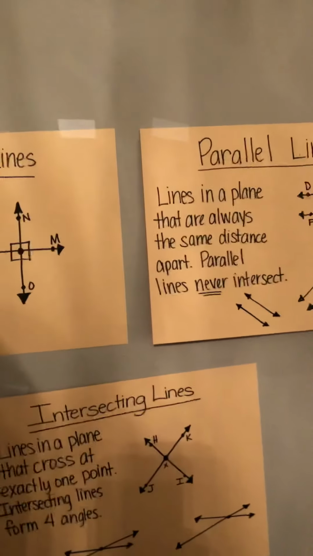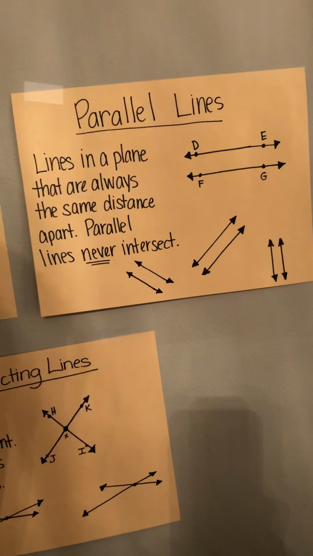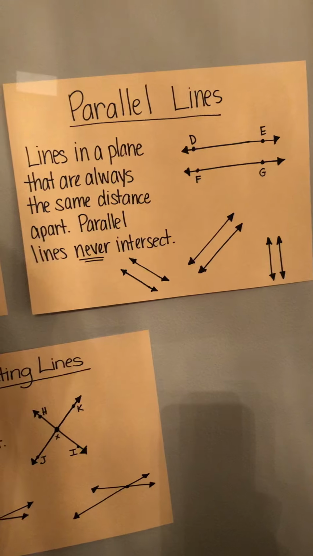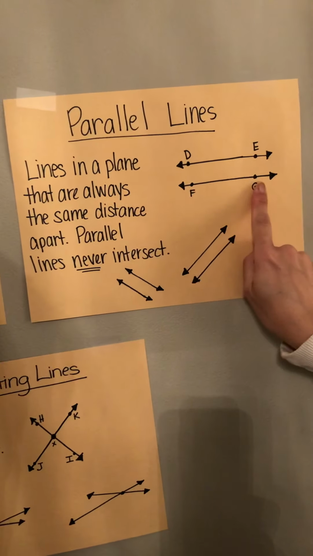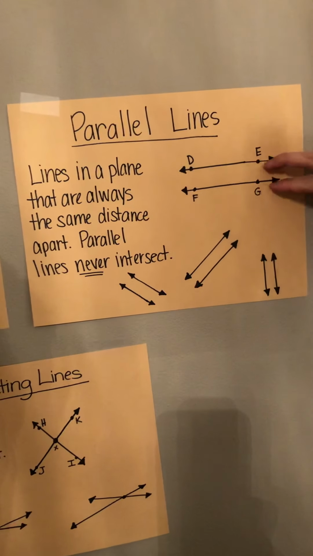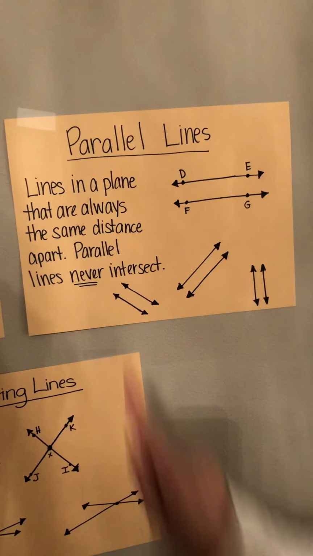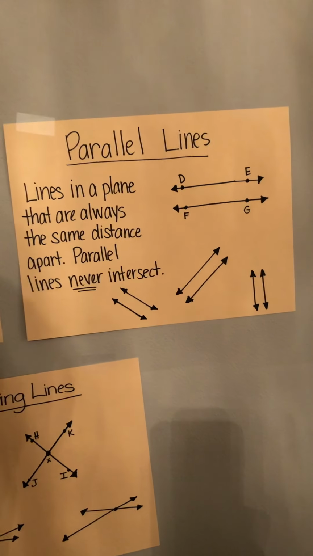Okay. The next one is parallel lines. These are lines on a plane that are always the same distance apart, and parallel lines never intersect each other. So you see DE is parallel to FG. These are lines that keep going on, and they never come together. In the word parallel, you see the two L's. Those are parallel to each other.